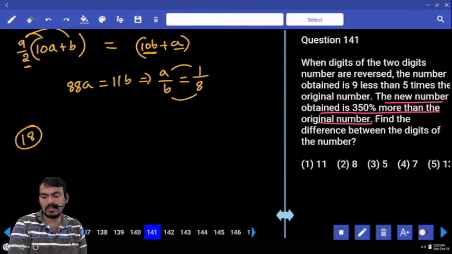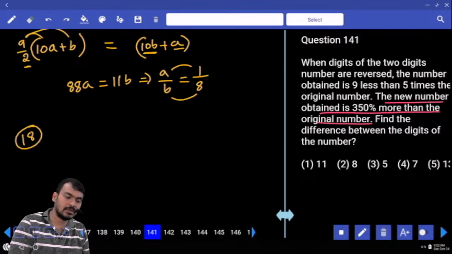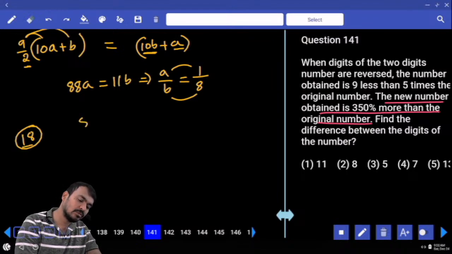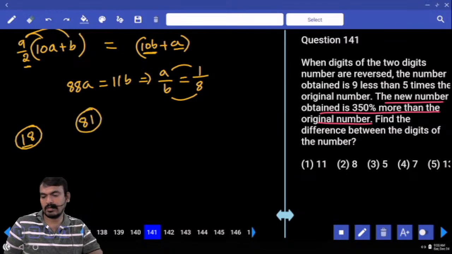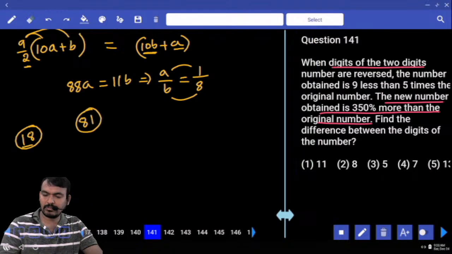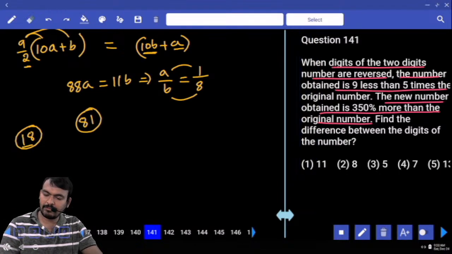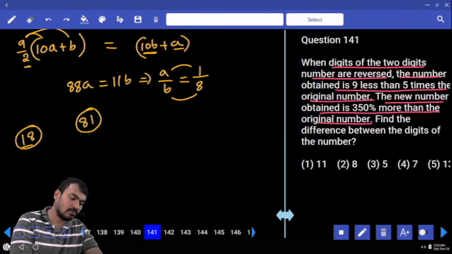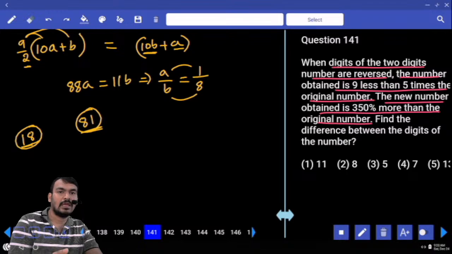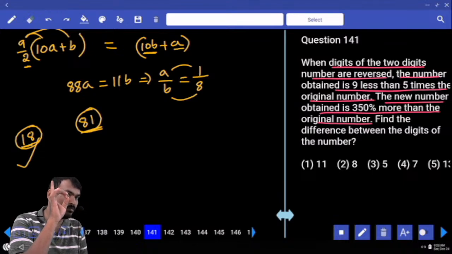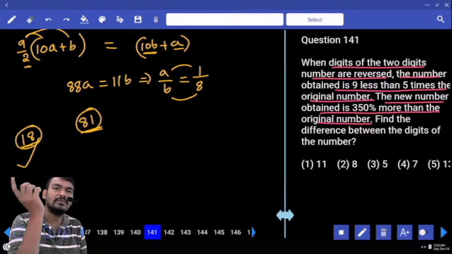What is the question here? The difference of the digits, which is 7. If anyone is confused, 18 reversed is 81. What is the first condition? When the digits of the two-digit number are reversed, the number obtained is 9 less than 5 times the original number. The original number is 18, and 5 times is 90. Compared to 90, the new number 81 is 9 less. Okay. So the original number is 18, and the difference of the digits is 7.